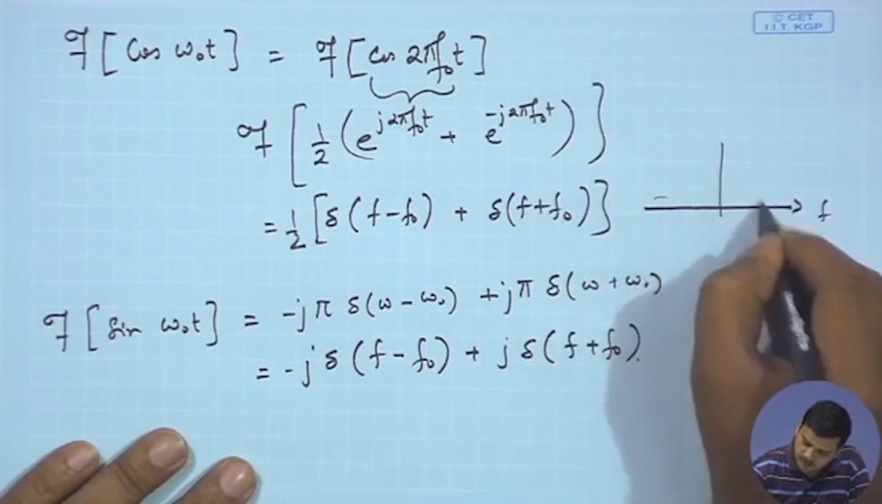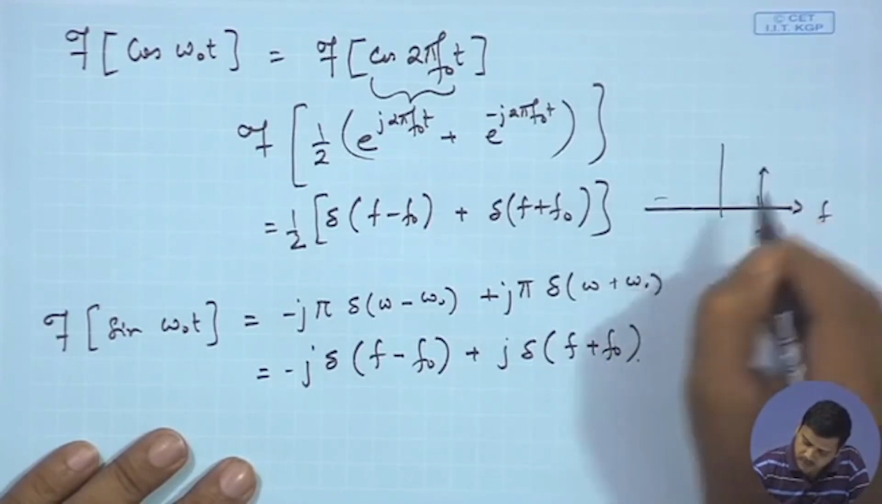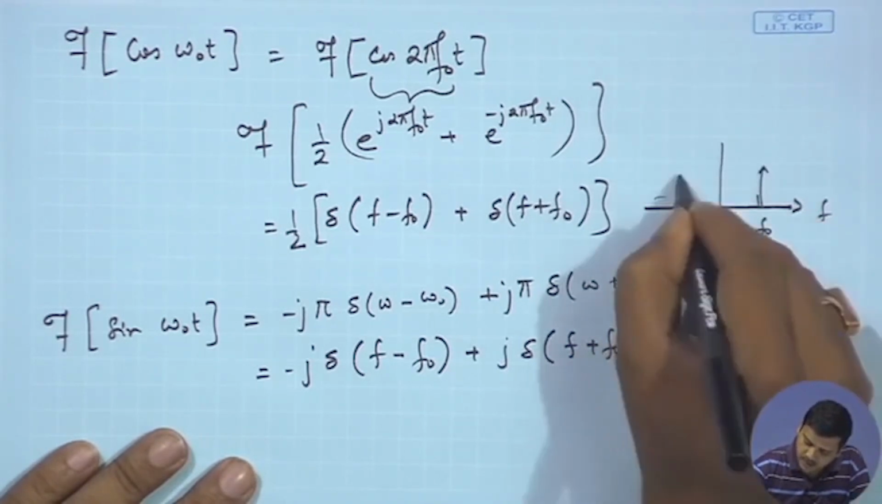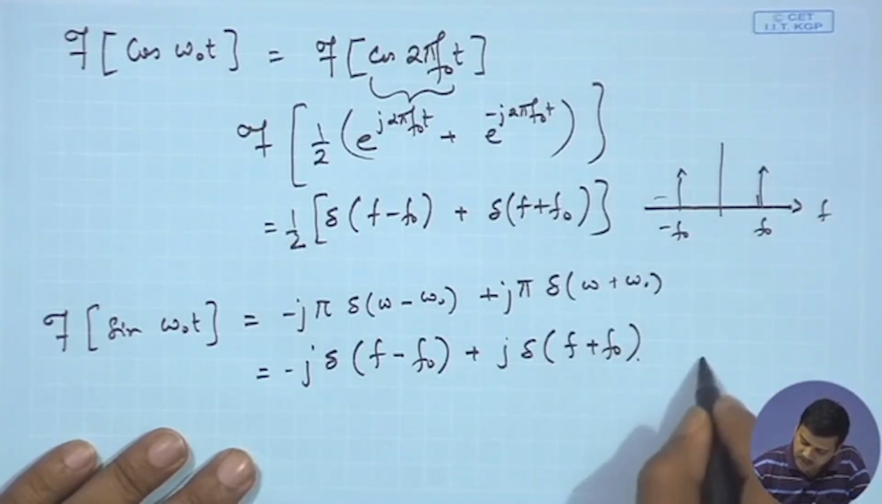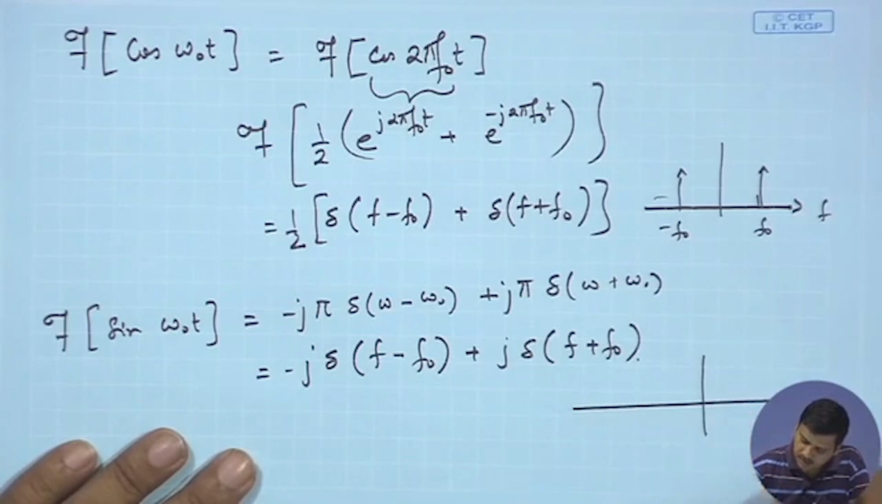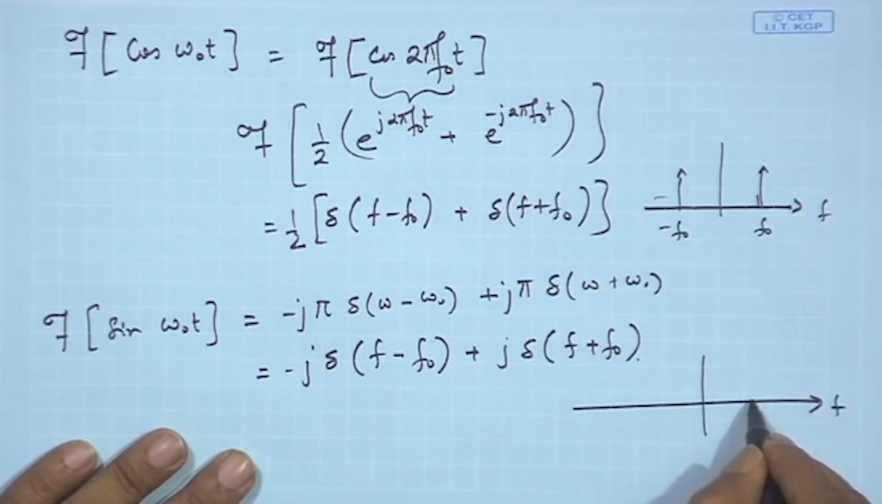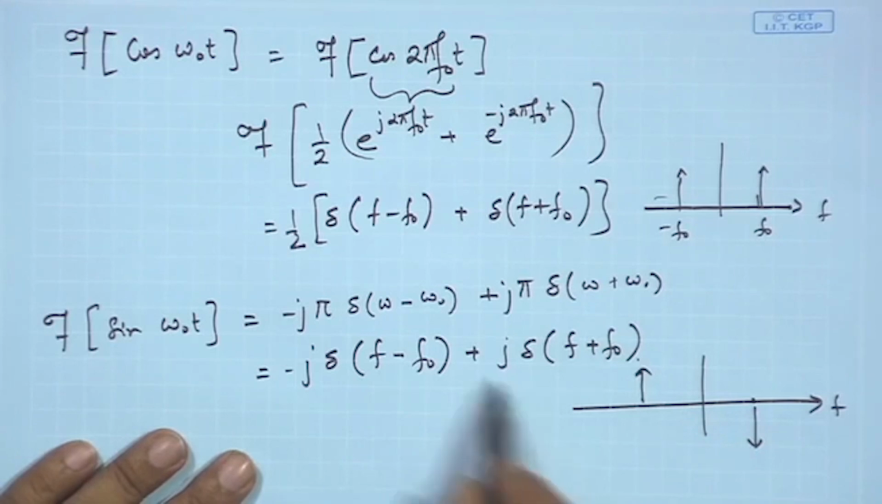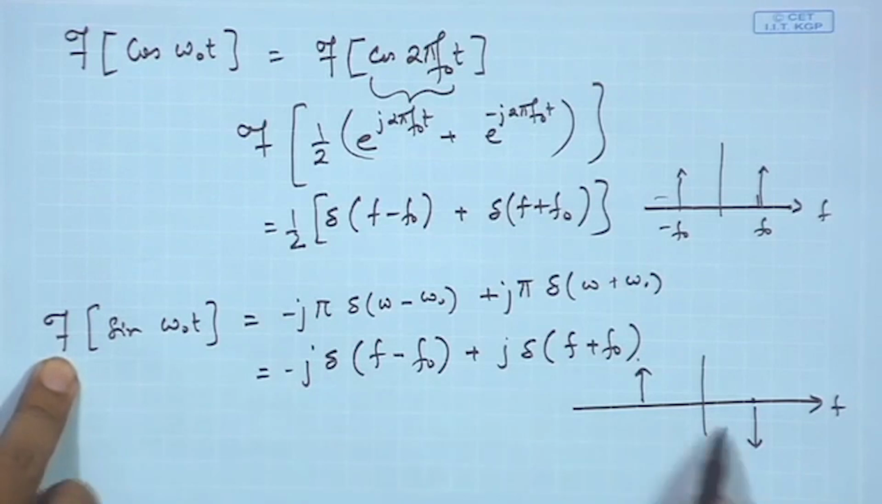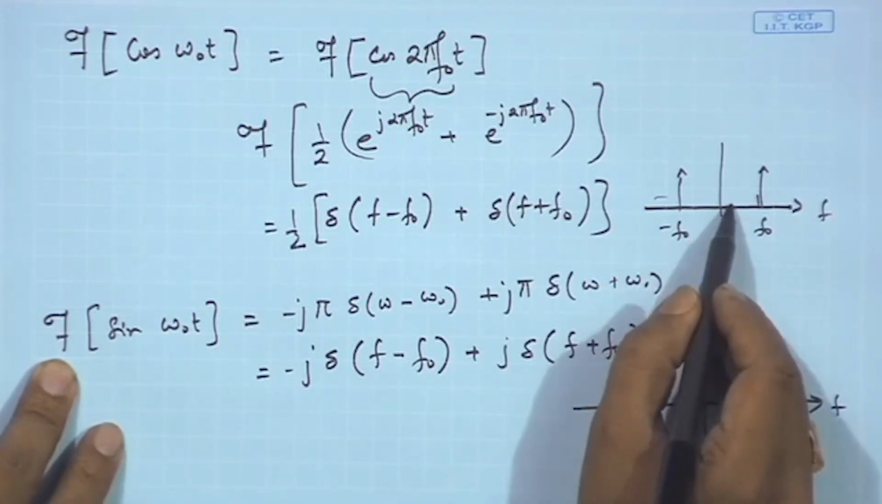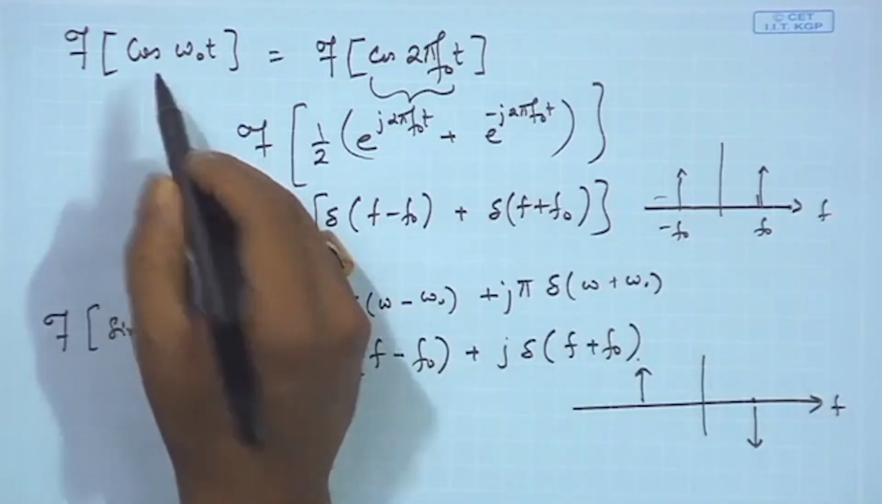an impulse at f naught, and an impulse at minus f naught. This can be represented in the f axis: at f naught it will be in the reverse direction, and at minus f naught it will be in this direction. So, this is how the Fourier transform of sin omega t appears, and this is how the frequency domain representation of cos omega t appears.